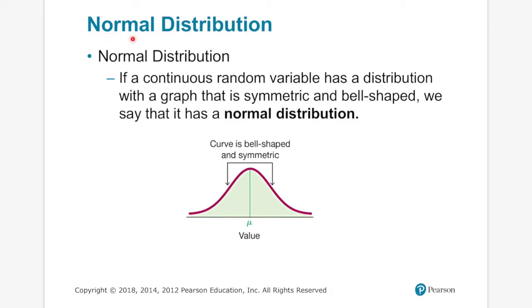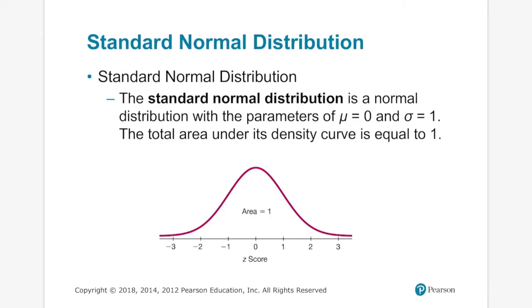Next, we have normal distribution. If a continuous random variable has a distribution with a graph that is symmetric and bell-shaped, we say that it has a normal distribution. So this is the graph of a normal distribution. It has a bell shape and that is symmetric. Your mean is always right in the middle of a bell shape. In this section, we will focus on a standard normal distribution.